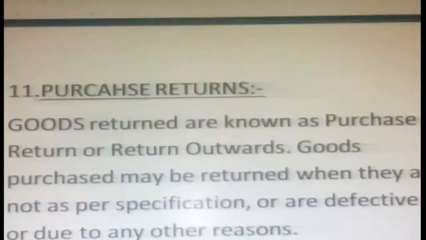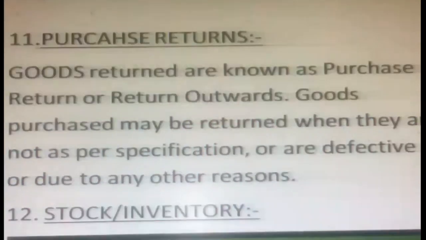Then moving to purchase return, similar to sales return. Suppose you bought something and due to some default the goods are returned. This is known as purchase return or return outward. That is very important. Goods purchased may be returned when they are not as per specification. Suppose you were not satisfied with the specification, or they sent some other product, or there are defective items for some other reason. These are the situations in which you can return your product, correct? That is called purchase return.